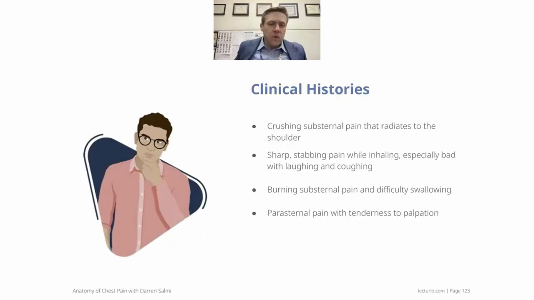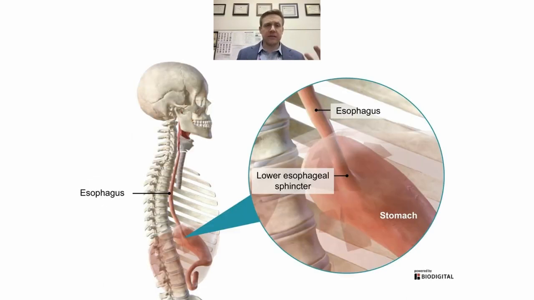All right, so yet again, a slightly different presentation. Here we're going to have the pain described as burning, still substernal. So we're like, okay, well, location-wise, that doesn't help me too much, but burning pain and difficulty swallowing. It's like, okay, well, this is a little different than these other two. And now instead of being related to breathing, it's being related to something digestive. So we might think more along the GI system or digestive tract.